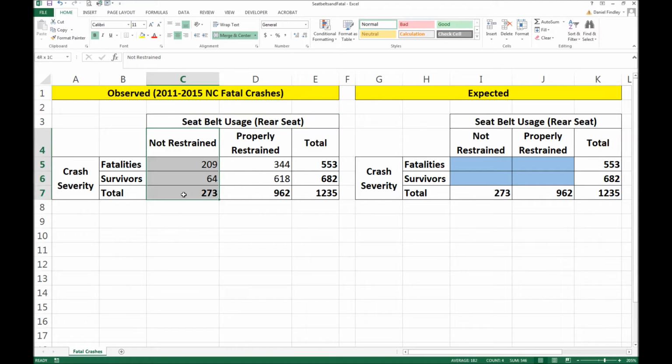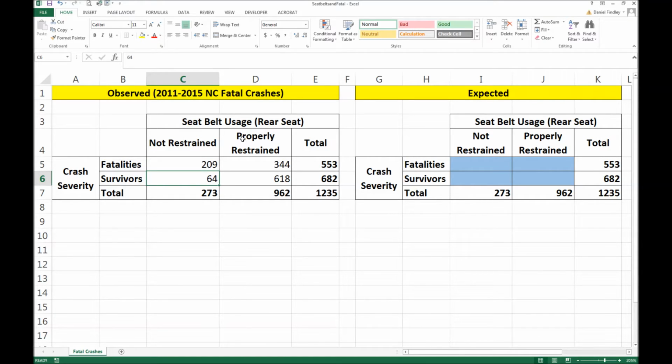So in this 2x2 table, we have a column for individuals in this 5-year time period who were in the rear seat and not restrained with a seatbelt, or not properly restrained. So we had 273 individuals who were involved in a fatal crash, meaning at least one occupant of at least one of the vehicles in a crash was killed. So 273 individuals in the rear seat who were not properly restrained are included in this data set. Of those 273 individuals, 209 were killed, and there were 64 survivors.